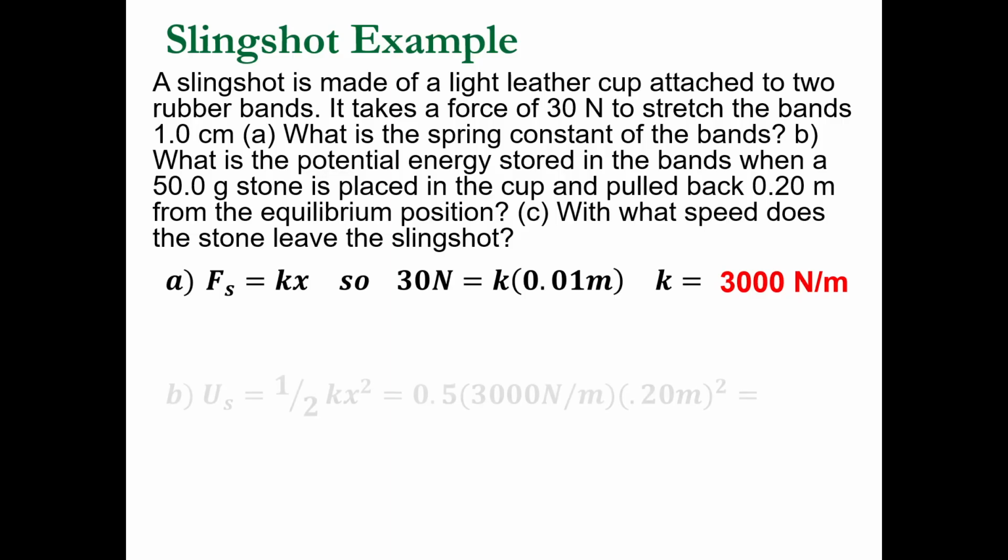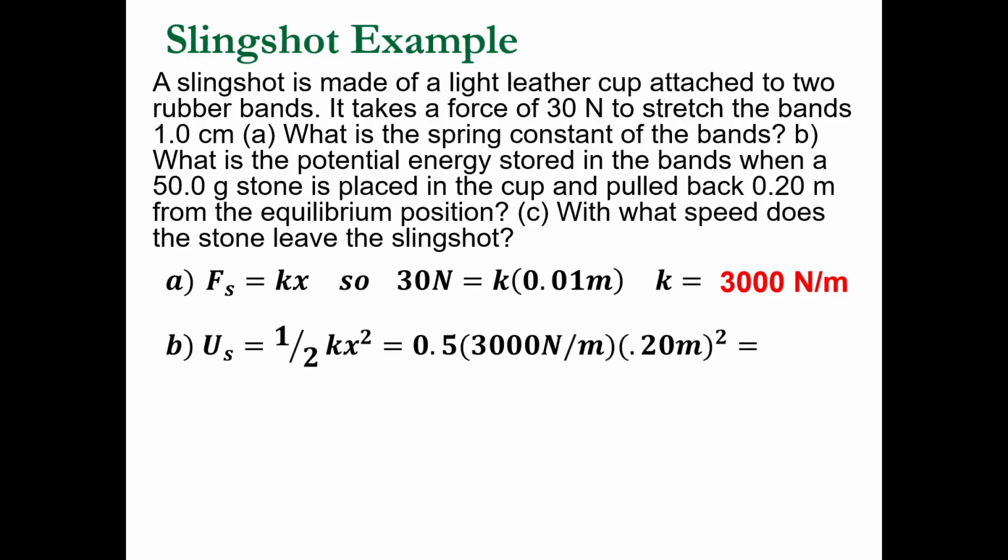All right, hopefully that was enough time. You're using the potential energy of a spring. We found the k value on part A, and the potential energy of a spring is 1/2 k times x squared. We've seen the displacement is 0.2 meters. We do need to remember to square that according to the equation, and we should get 60 joules. And then part C, with what speed does the stone leave the slingshot?